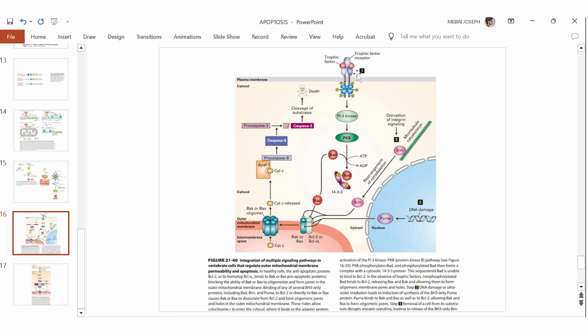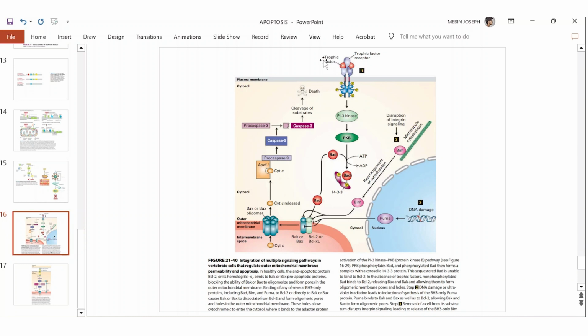Now, this is the first case. Suppose the growth factor is absent, or the growth factor is not coming. When the growth factor is absent, at that time the cell tries to kill itself, or activates the intrinsic pathway. So this is considered a stimulus, a death stimulus. When a growth factor is not coming to a cell, that cell should be killed.